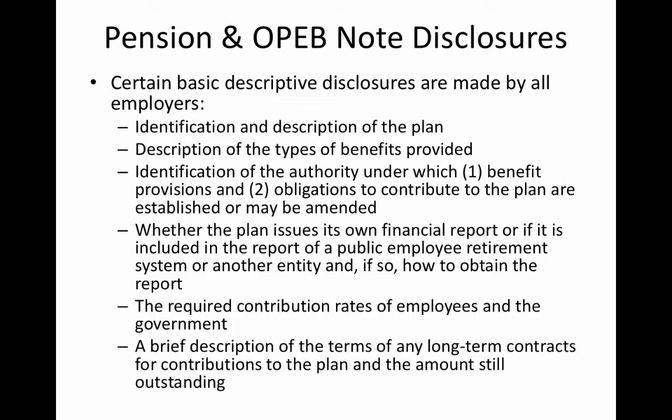The disclosures will start with basic descriptive information about the plan, what the name of the plan is, who administers it, what types of benefits are provided and who they're provided to, whether the plan issues a financial report of its own. If it doesn't, then the reporting required for the plan will be reported by the employer as well, hopefully without duplicating too much of the overlapping information.